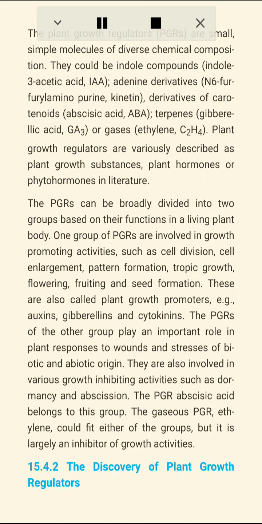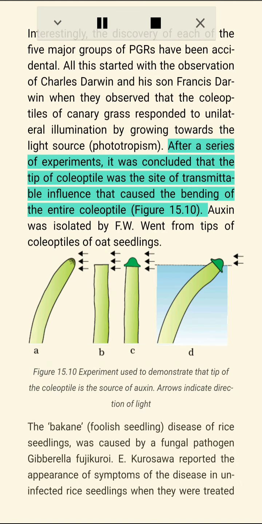15.4.2 The discovery of plant growth regulators. Interestingly, the discovery of each of the 5 major groups of PGRs has been accidental. All this started with the observation of Charles Darwin and his son Francis Darwin, when they observed that the coleoptiles of canary grass responded to unilateral illumination by growing towards the light source, phototropism.